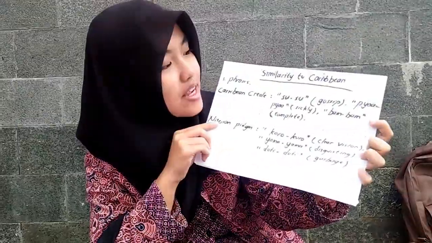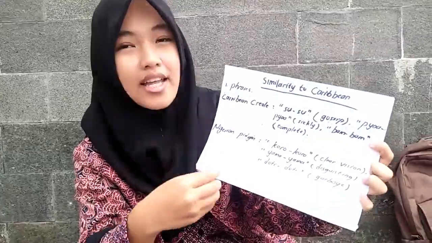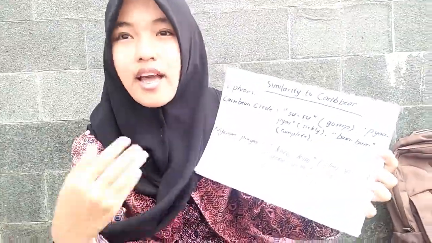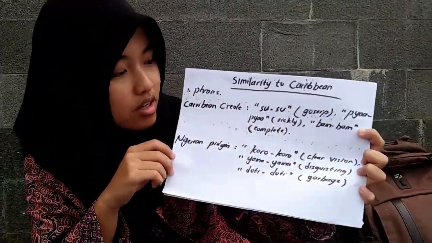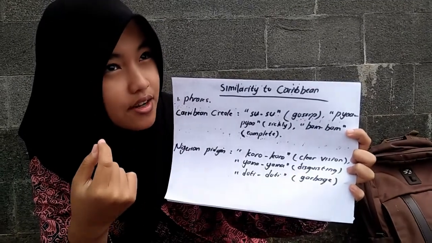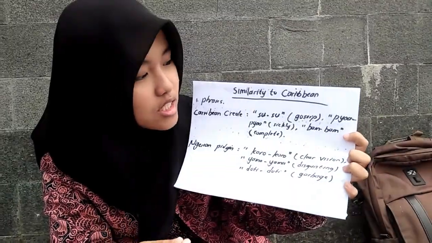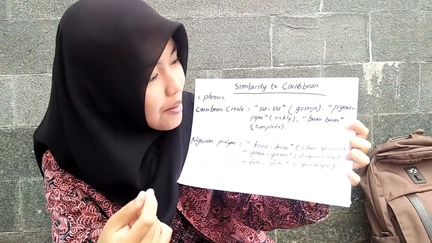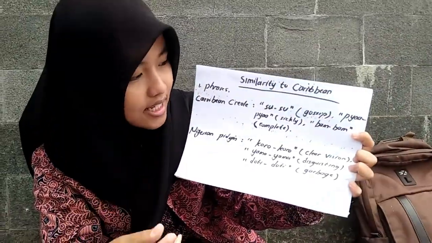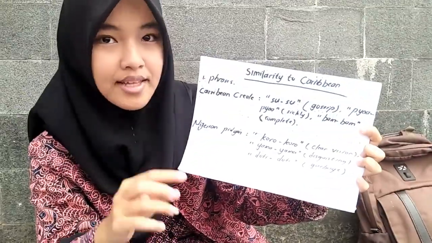Okay, the next is the relationship between Nigerian Pidgin and another language or dialect. For example, the similarity to Caribbean. Nigerian Pidgin has similarities in phrases with Caribbean Creole. The phrase susu means gossip. The next is pia pia, meaning sickly. And the last is bam bam, meaning complete.